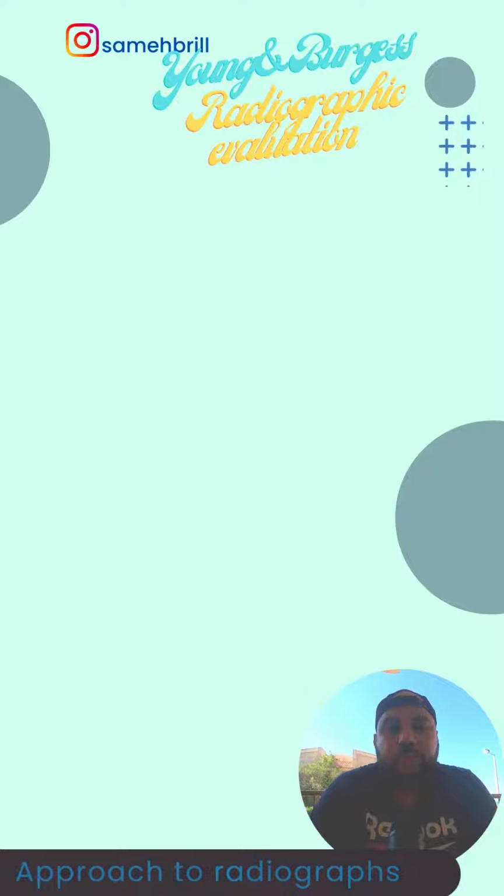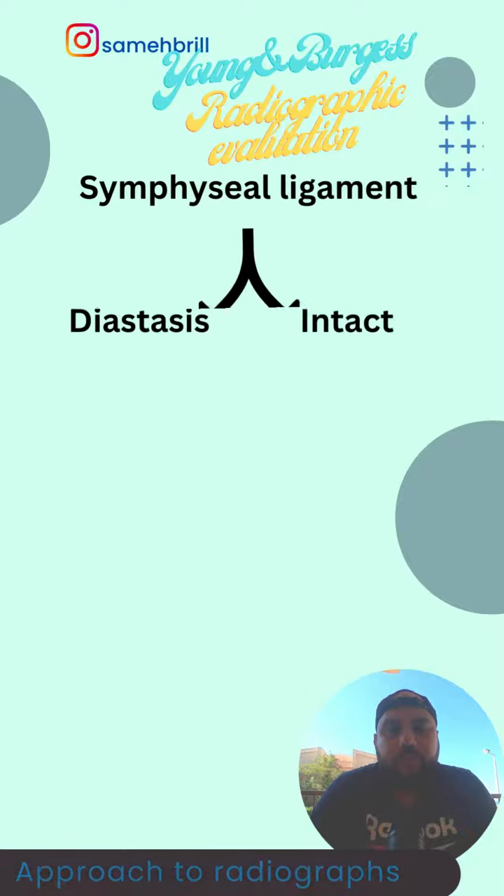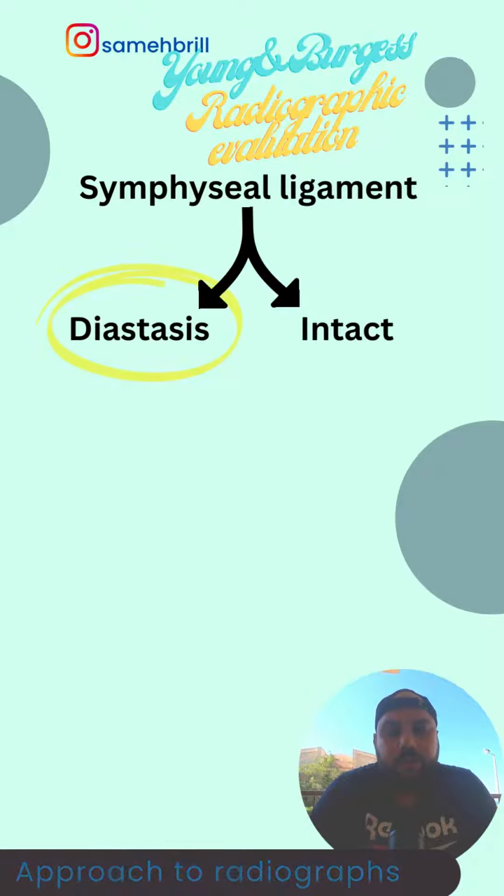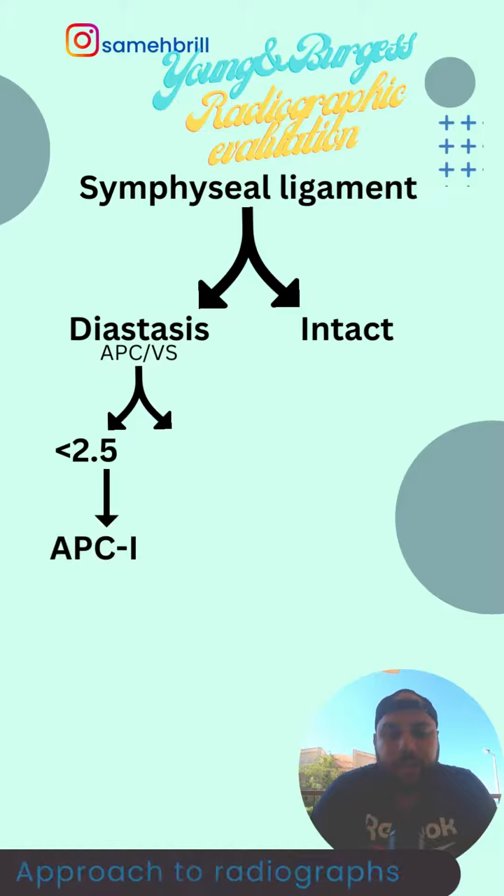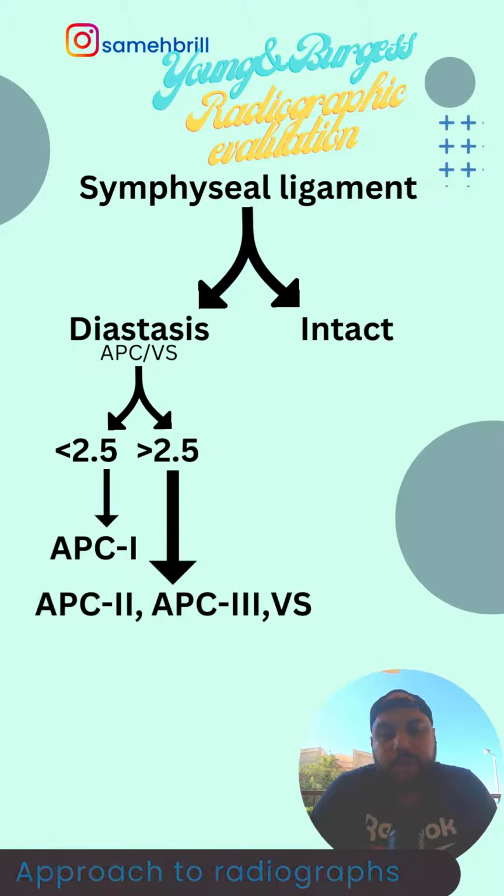Now I start my approach with the symphysial ligaments or symphysial diastasis. If there is disruption of the symphysial ligaments, that might be an APC fracture or even a vertical shear. And if the diastasis is less than 2.5 centimeters, that will be an APC1. If the diastasis is more than 2.5 centimeters, that might be an APC2 or an APC3 or a VS.